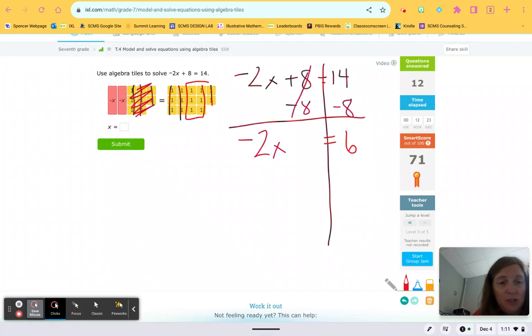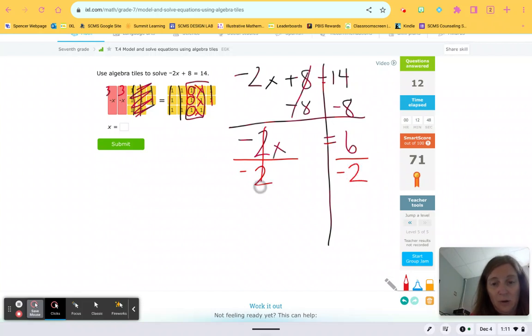Now I have 2 negative x's and 6. So I'm going to take this 1, 2, and 3, and they're going to go over here. This 1, 2, 3 is going to go over here. So if negative x equals positive 3, then positive x should equal negative 3. So divide by negative 2, divide by negative 2, x equals negative 3.